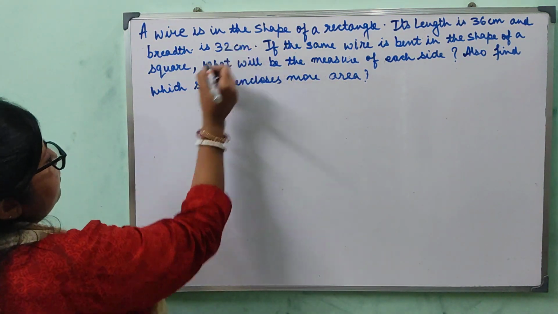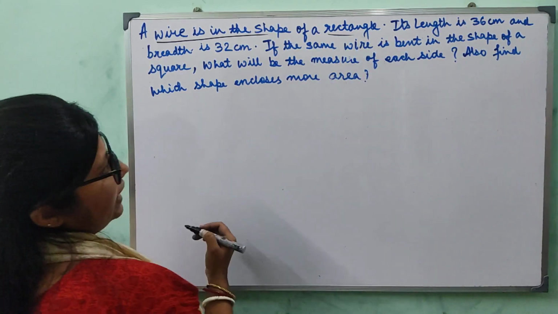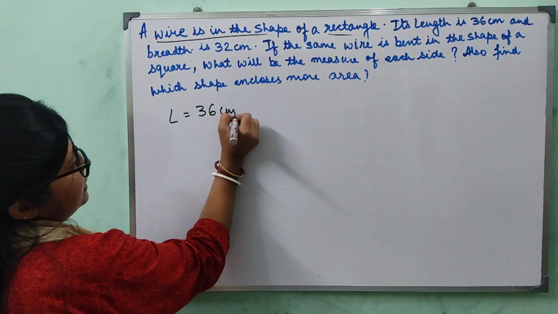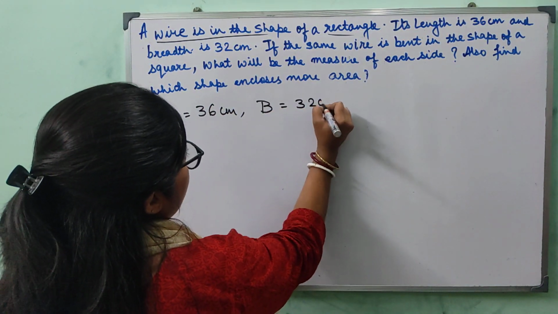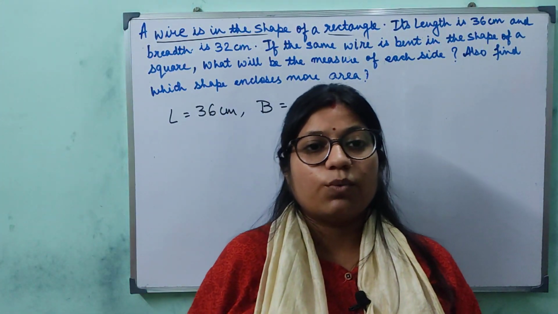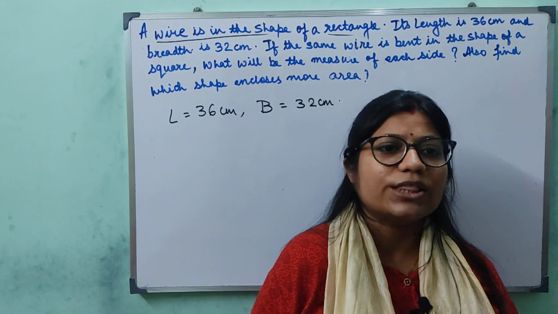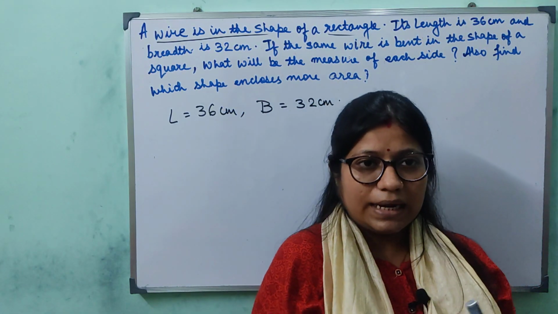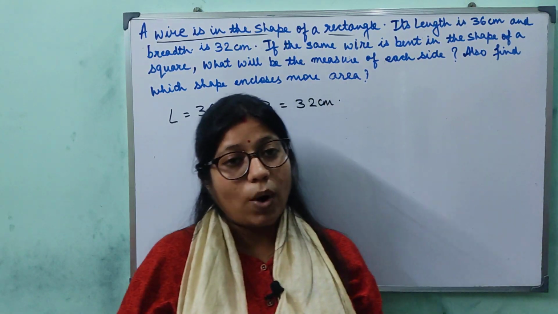So from the first part, what I can see is, the wire is in the shape of a rectangle. The length of the rectangle is 36 centimeter. The breadth of the rectangle is 32 centimeter. Now what is the length of the wire? If I find the perimeter, that will be the length of the wire. That is the boundary, the outer length. And what was the boundary made up of? It was made up of the wire.